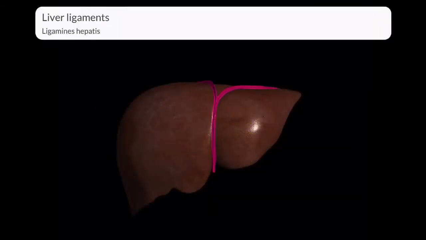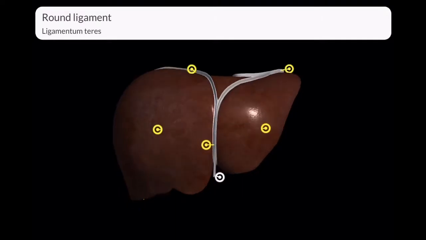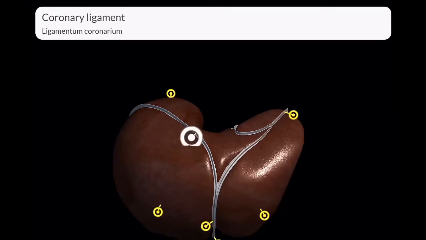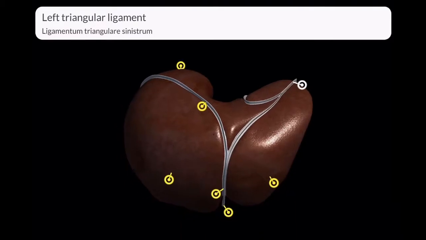Next, we're going to focus on the ligaments of the liver. The first one we're going to look at is the falciform ligament. That's right here towards the front. Then we're going to look down at the ligamentum teres, or the round ligament hanging off the bottom here. And if we come up this way, we can see the coronary ligament right there. And the left triangular ligament over there towards the left lobe.